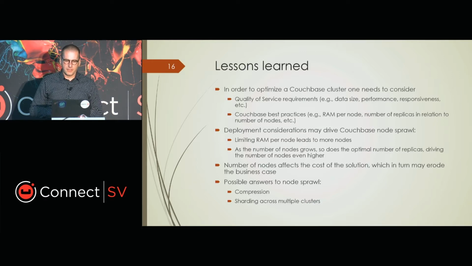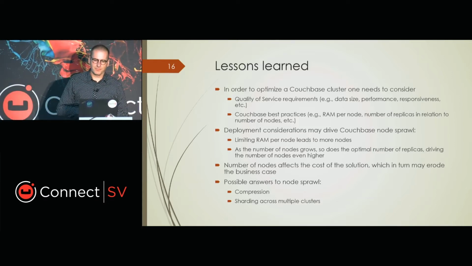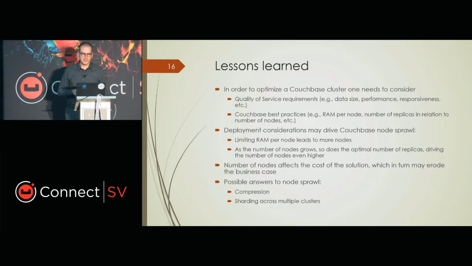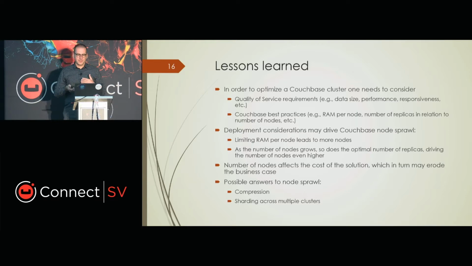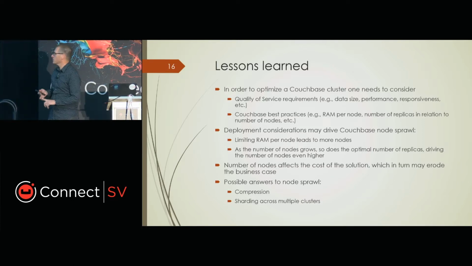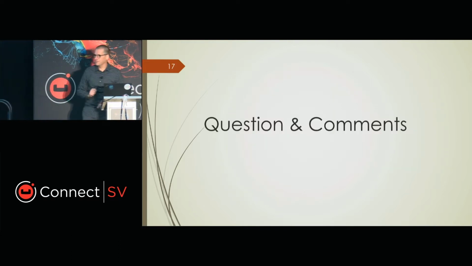And as we increase the number of nodes, of course, it costs more, and that impacts the business justification for the project, and that can lead to a suboptimal alternate technology being selected. And then finally, the possible answers to node sprawl, the two things that we've come up with which have worked are compression and sharding across multiple clusters, and they've both worked very well. And that's it, and I'm almost on time.